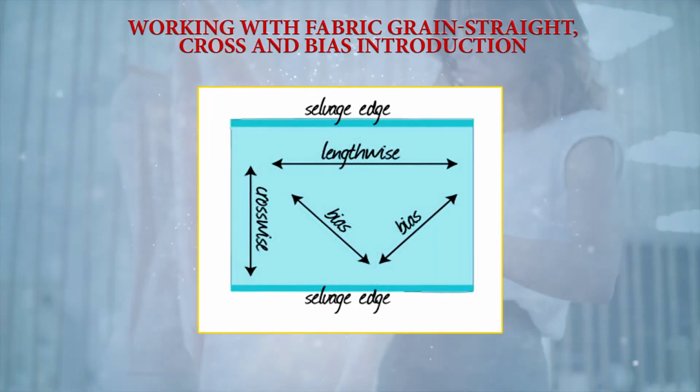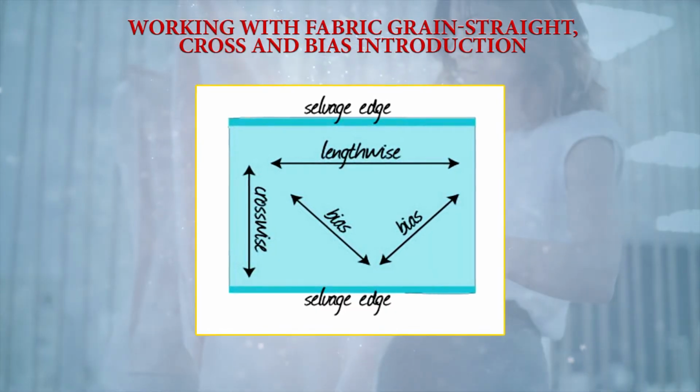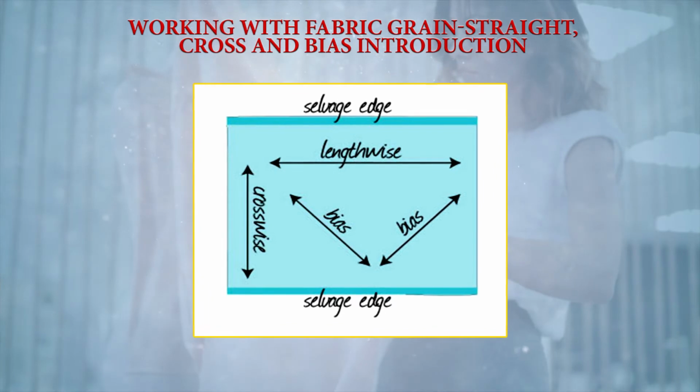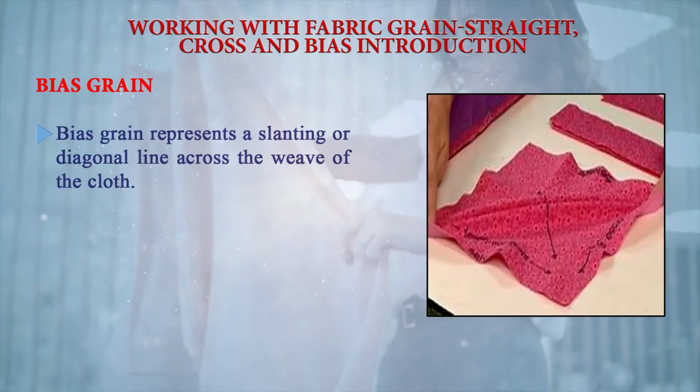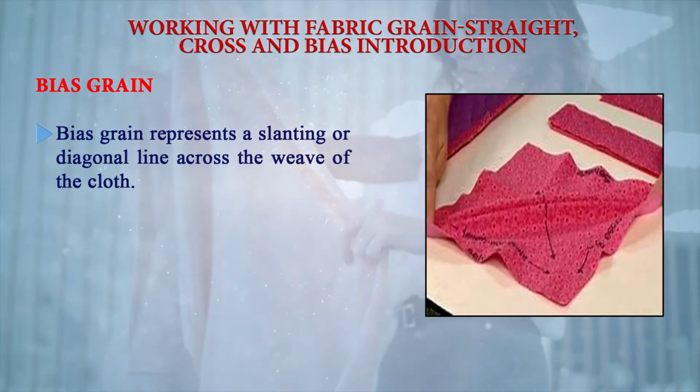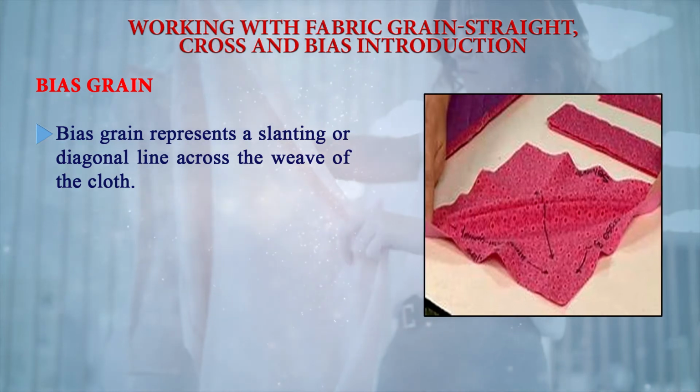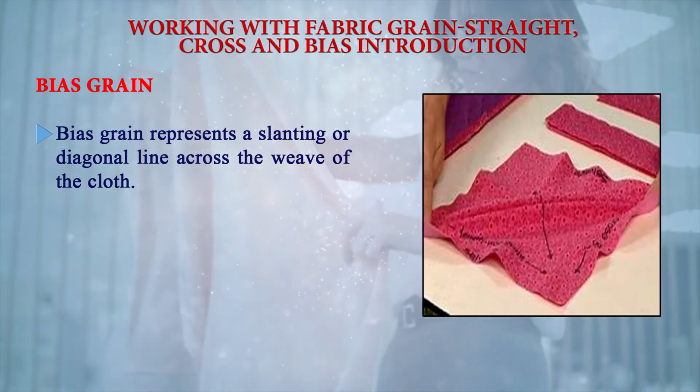So these are the two, lengthwise grain and crosswise grain, and the third is the bias grain. Bias grain represents a slanting or diagonal line across the weave of the cloth.